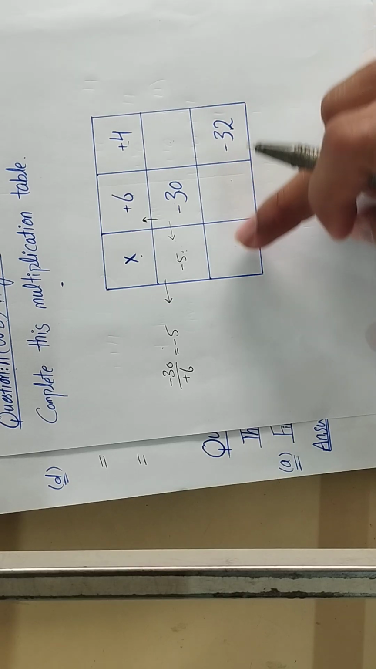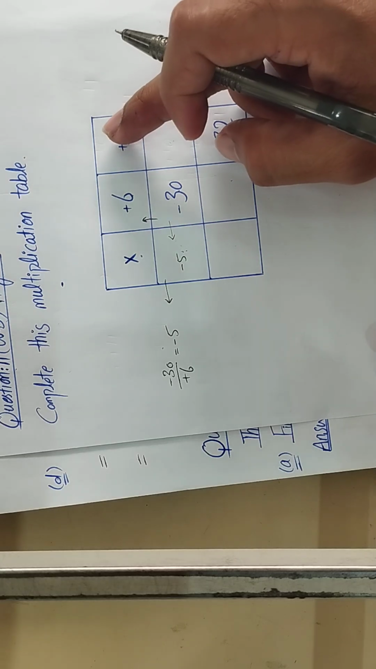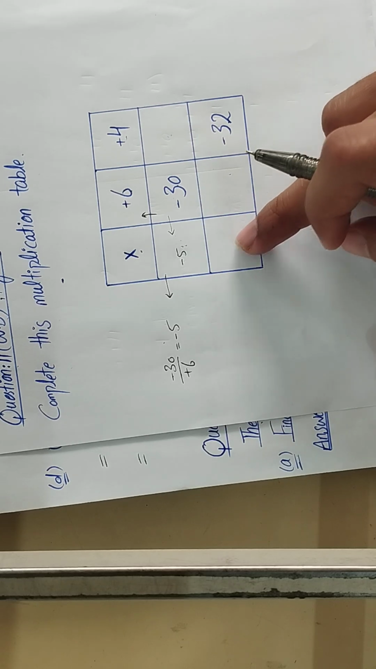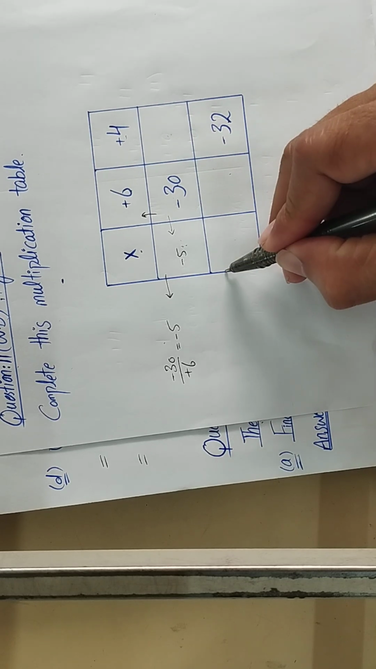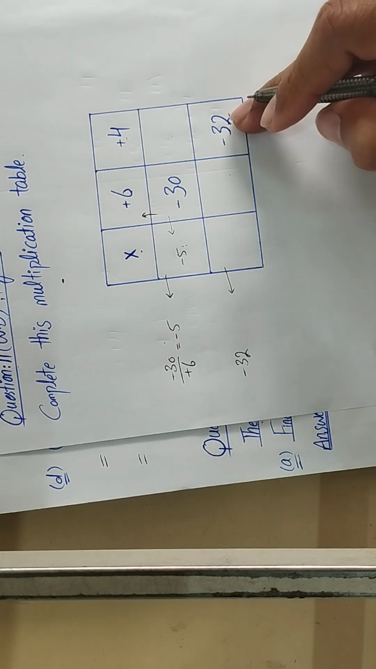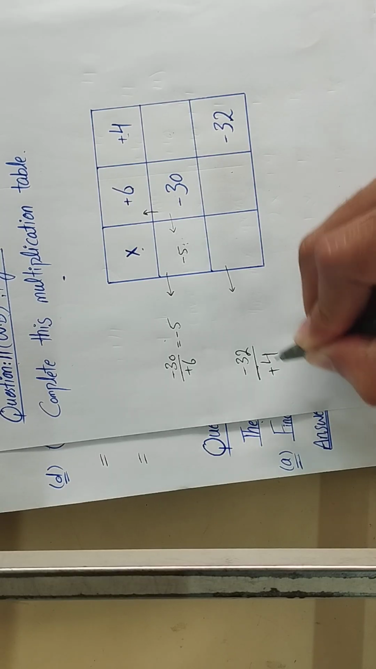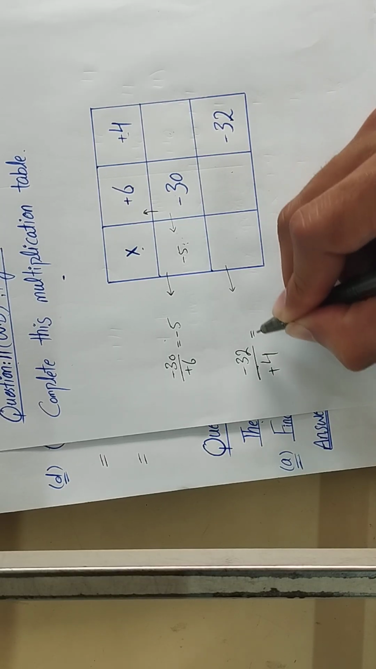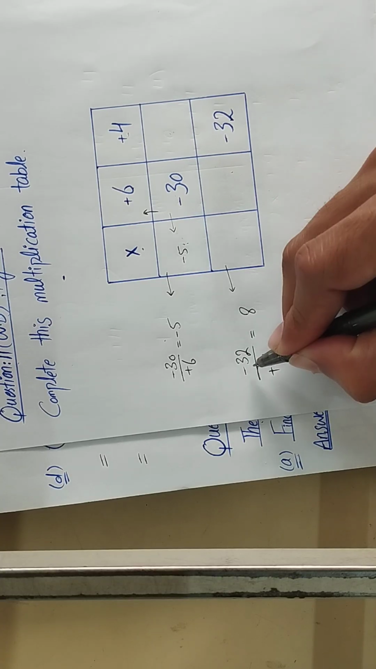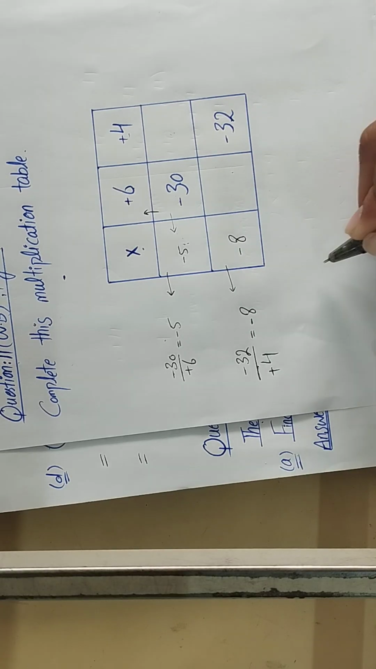So it means if we want this number, we can do the reverse. If we divide minus 32 by plus 4, this number can be found. So let's find this number. The working should be minus 32 divided by plus 4. 4 8s are 32. In the table of 4, 32 comes at 8. 4 8s are 32. Minus divided by plus is minus. So this missing number is minus 8.